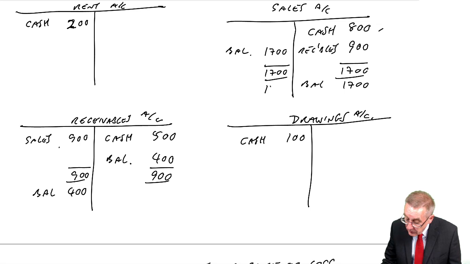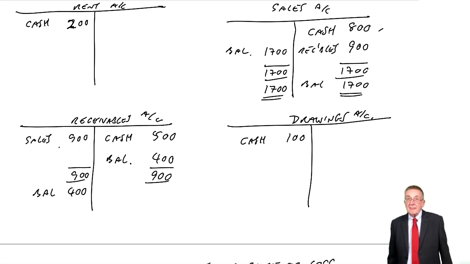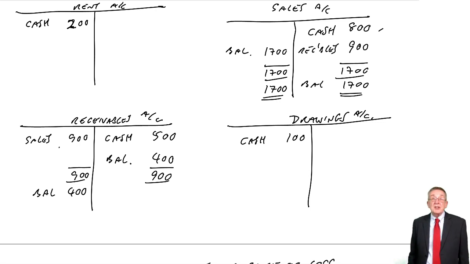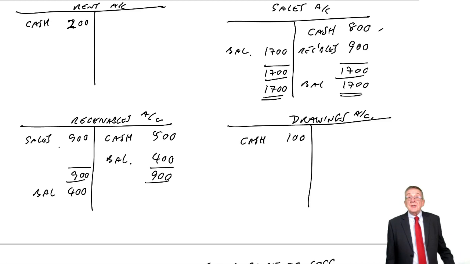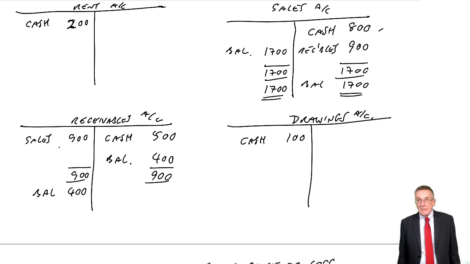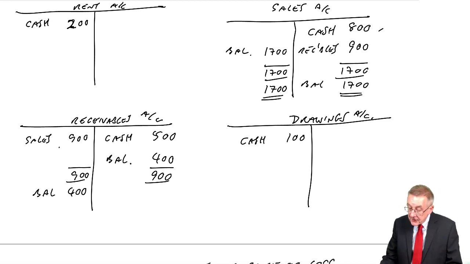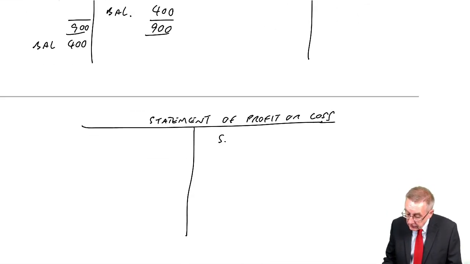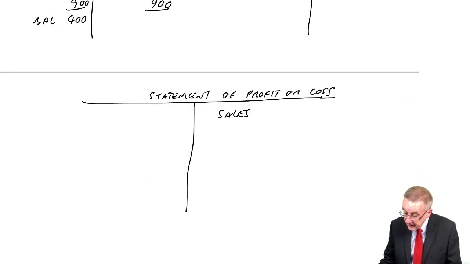If I debit with 1,700, the balance is 0. Putting those double lines signifies there's no balance left. The balance is 0, and I could use the same T account next year to list next year's sales. The double entry, debit sales, credit statement of profit or loss. Debit sales, credit statement of profit or loss with, and I've forgotten the figure, 1,700.